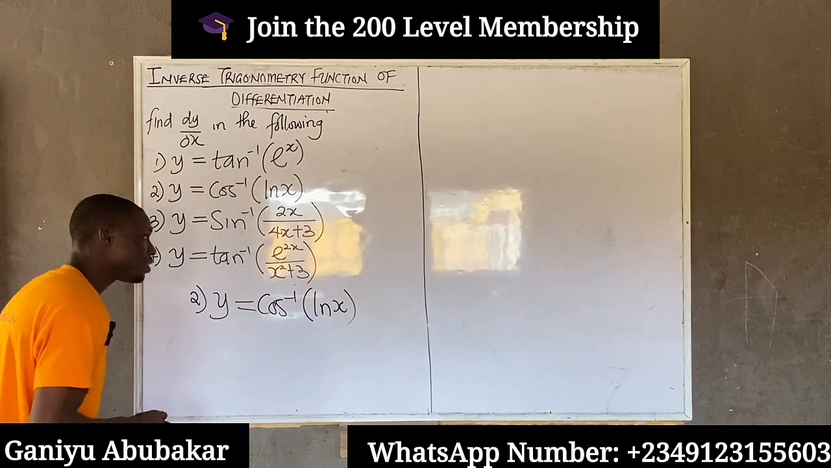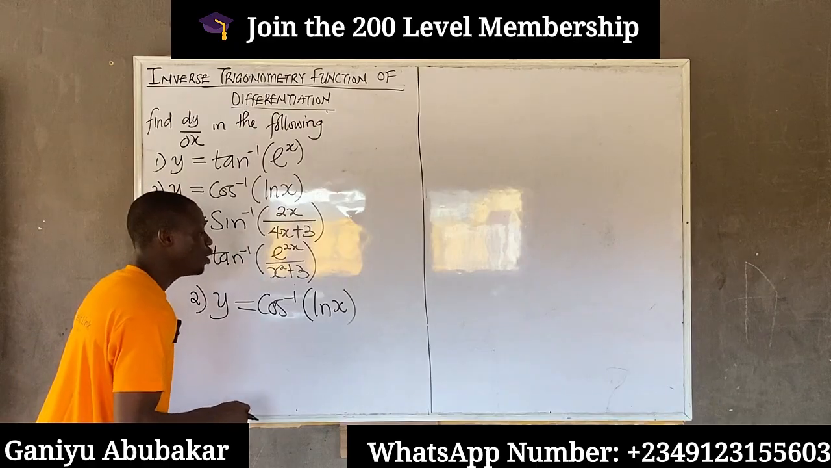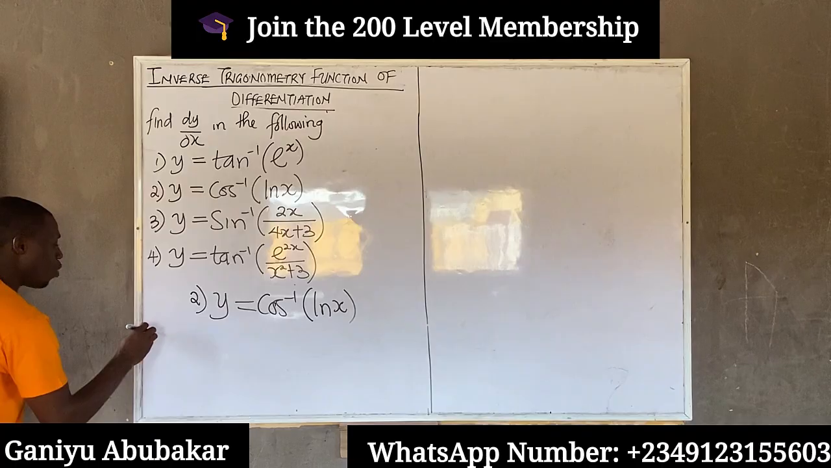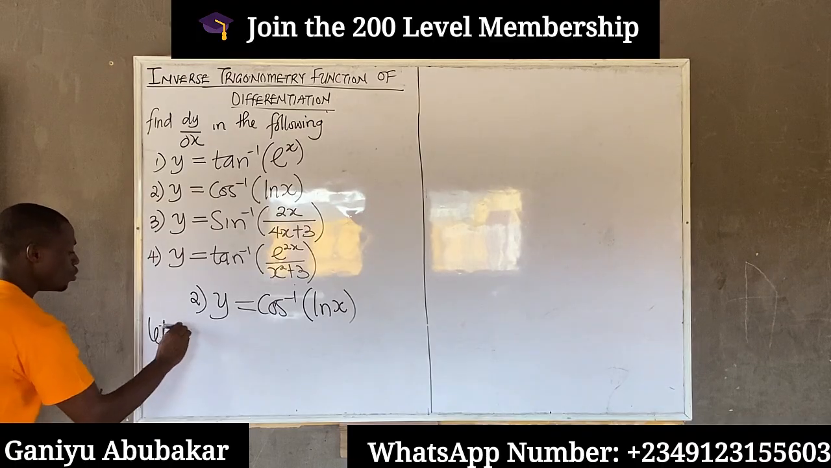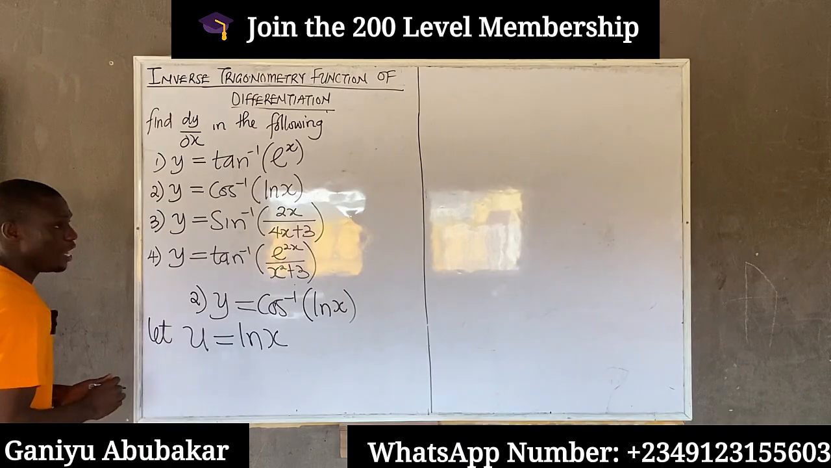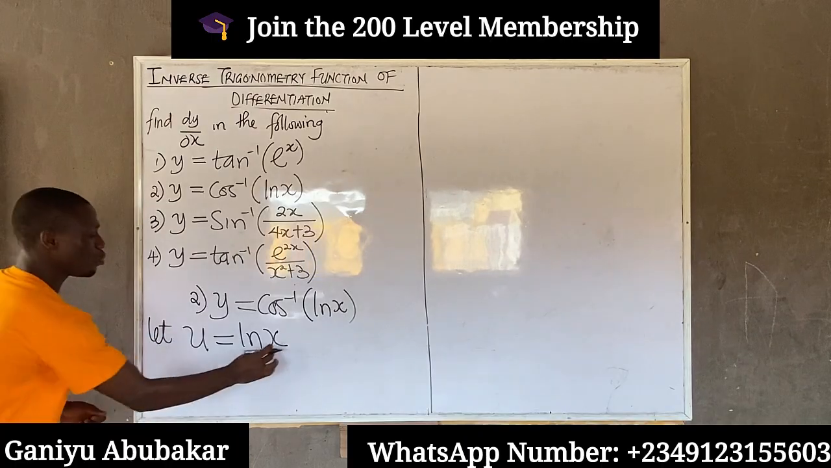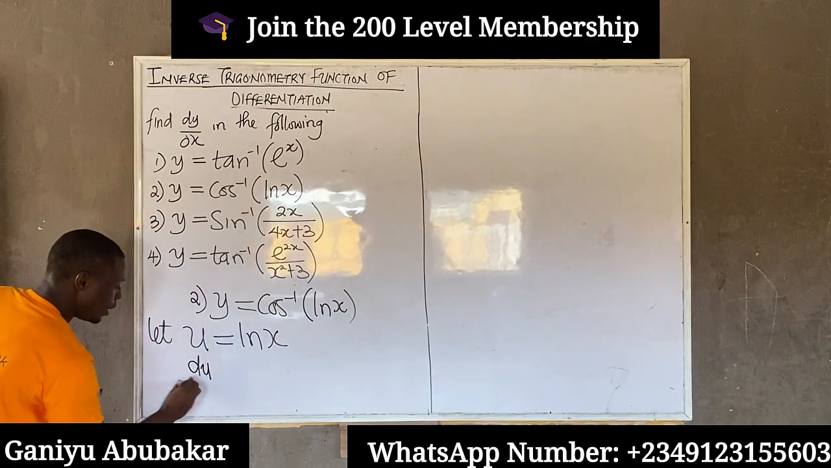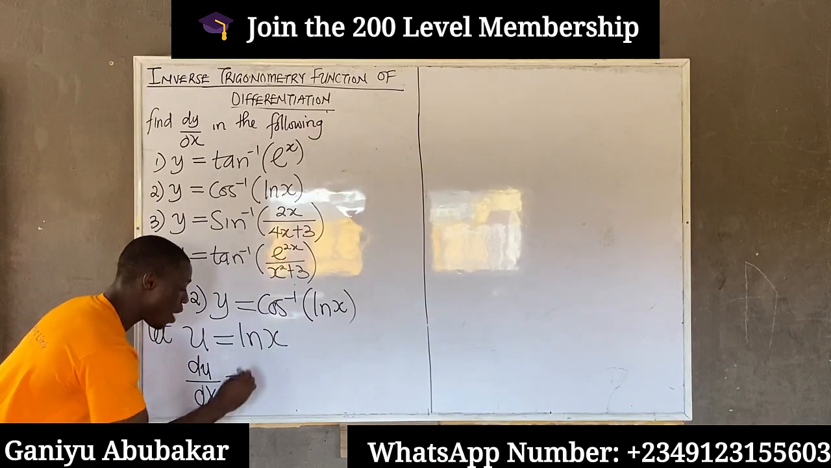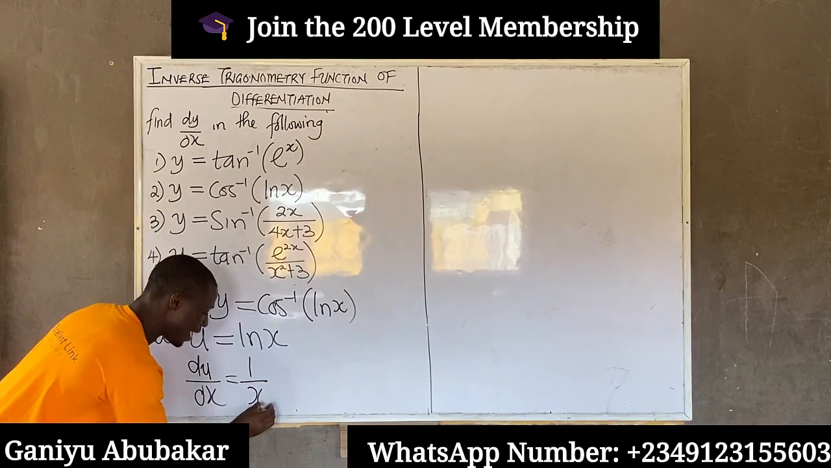We said your priority or your first start there is to call the term in brackets, call it u. So it means that if I come here and say let u be equal to ln x, if I differentiate u with respect to x, that gives you du dx to be equal to, if I differentiate ln x, I'll have 1 over x.